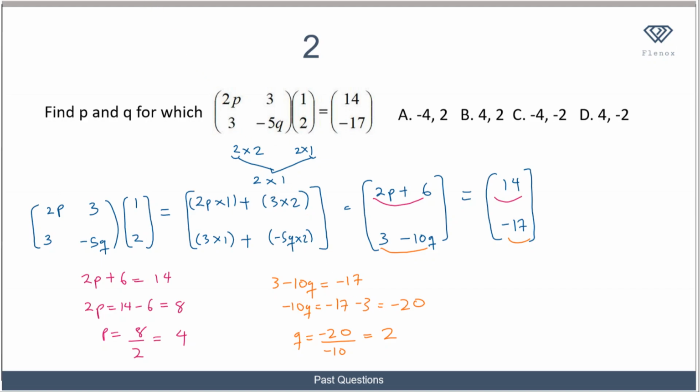So the value of p and q respectively is going to be p comma q, 4 comma 2. The value of p is 4 and the value of q is 2. And what option corresponds to that? Option B. So the correct answer is B.